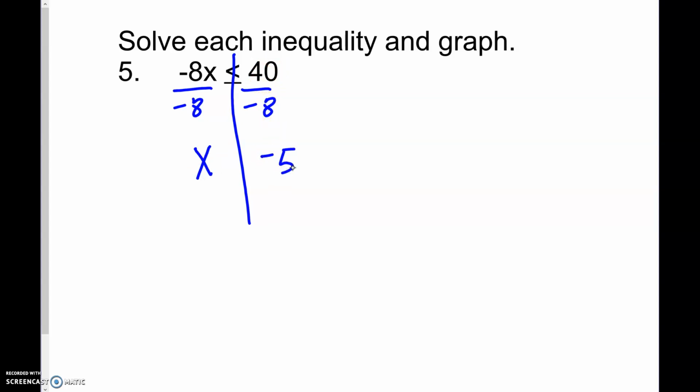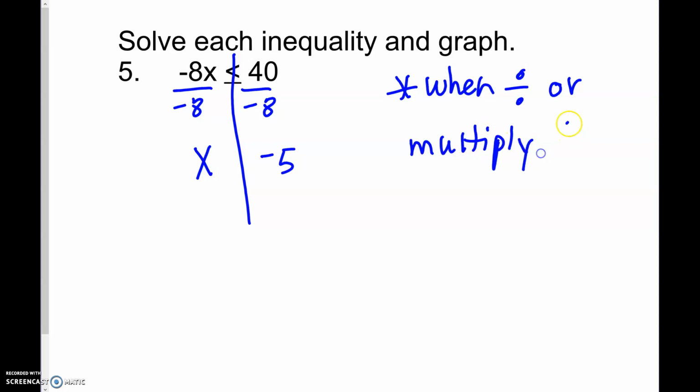Now, what happens? We have a big rule when we're dealing with inequalities. When you divide or multiply by a negative number, flip your sign.